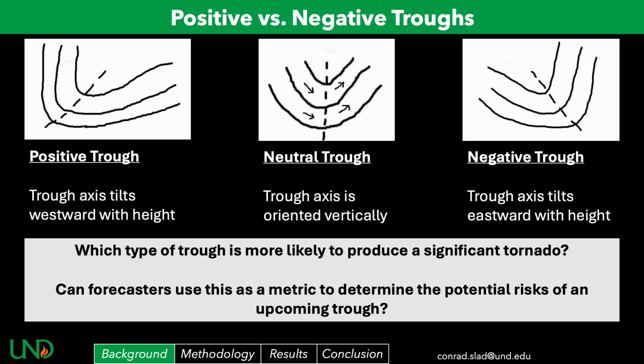And now that we know we have different classifications of these troughs, can we determine what type of trough is more likely to produce a significant tornado? And using that information, can forecasters use that as a metric to determine the potential risks of an upcoming severe weather event, if it may lead to more significant tornadoes?